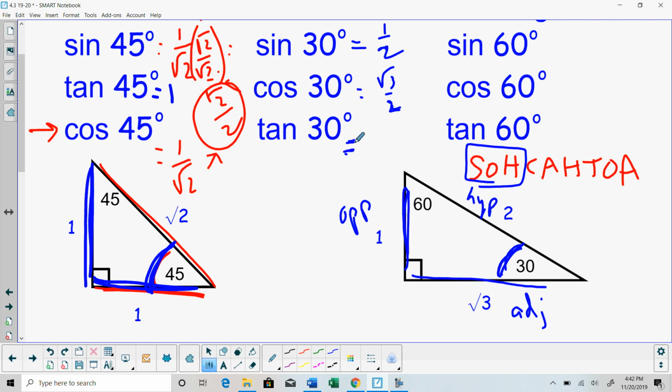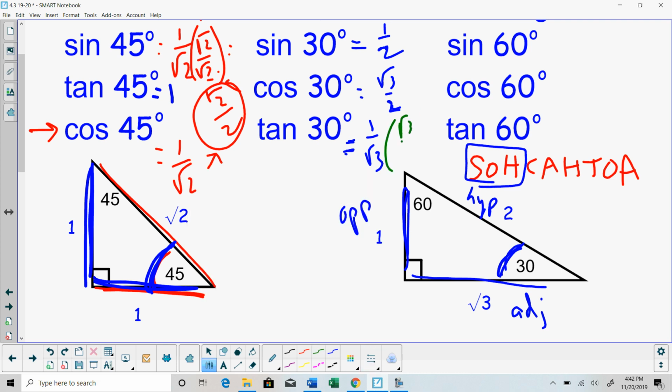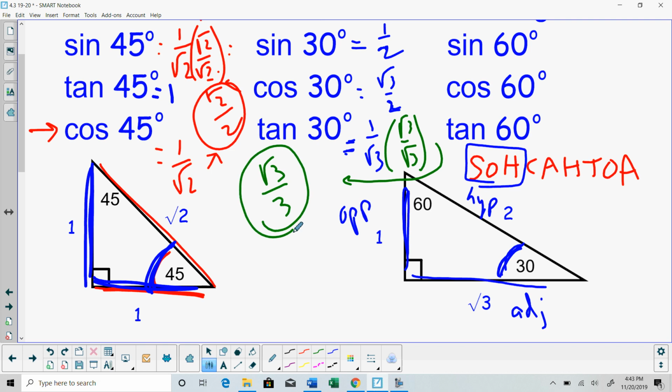So if I write that here, 1 over square root of 3, and I'm going to simplify that by multiplying by square root of 3 over square root of 3. And so I end up getting square root of 3 over 3. That's the tangent of 30 degrees.